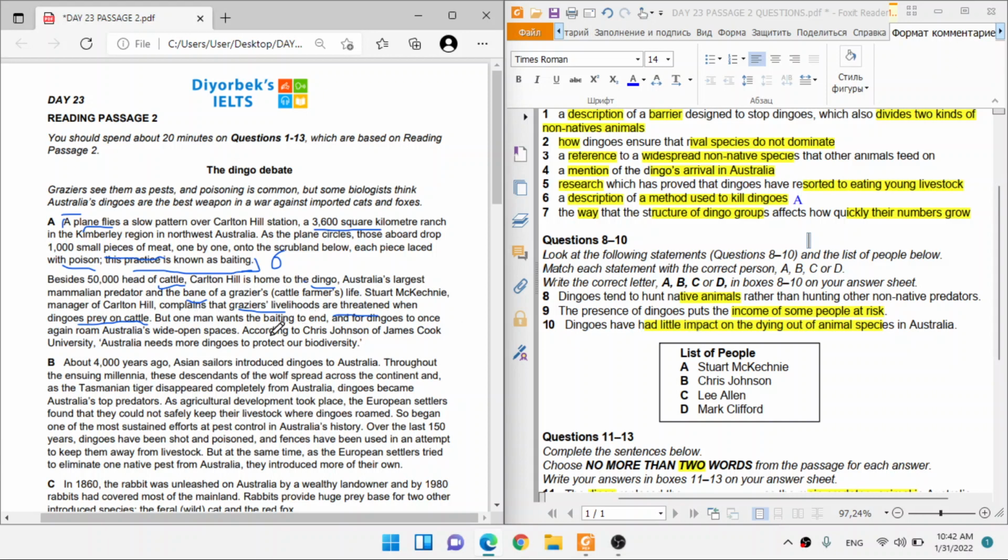But one man wants the baiting to end, and for dingoes to once again roam Australia. According to Chris Johnson, our second guy, Chris Johnson thinks dingoes should be allowed to roam. Australia needs more dingoes to protect our biodiversity. But question number 9 is going to be Stuart McKinney. So that's our first guy, because here it says he is complaining that grazers' livelihoods are threatened. That's like 9. Livelihood is a synonym for income, and threatened is at risk, when they are preying on cattle.